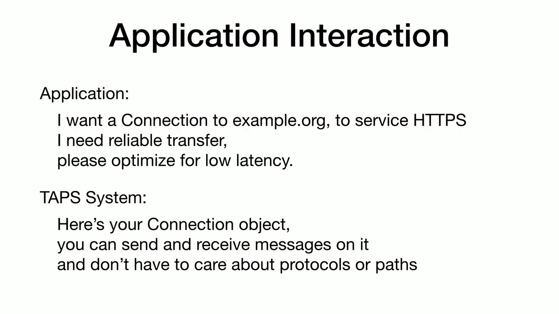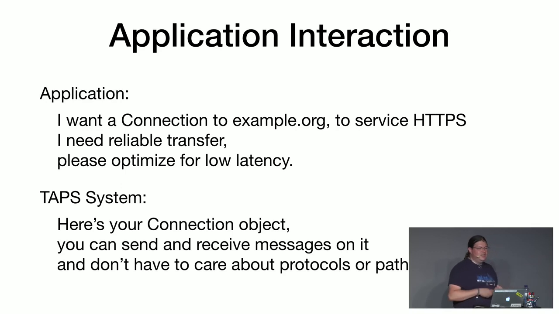So how does this interaction work? On a textual basis, we say, I want a connection to example.org using HTTPS. I need a reliable transport, and please optimize for low latency. And the TAPS system says, oh, yes, nice, here's a connection object. Now you can send and receive your messages on this, and you don't have to care about anything else. So it's not 1,200 lines of code, but about 20 lines of code to establish that connection.